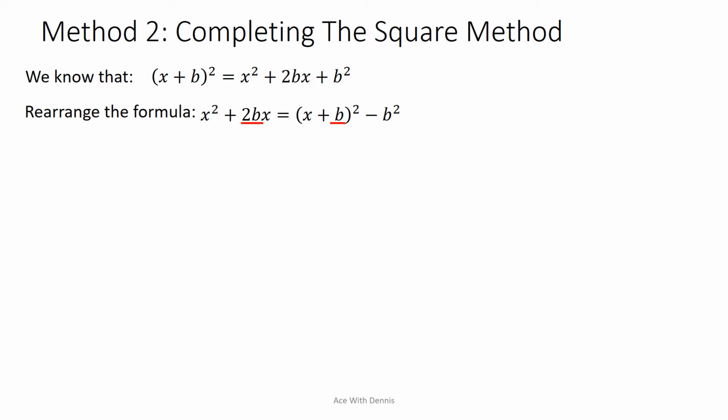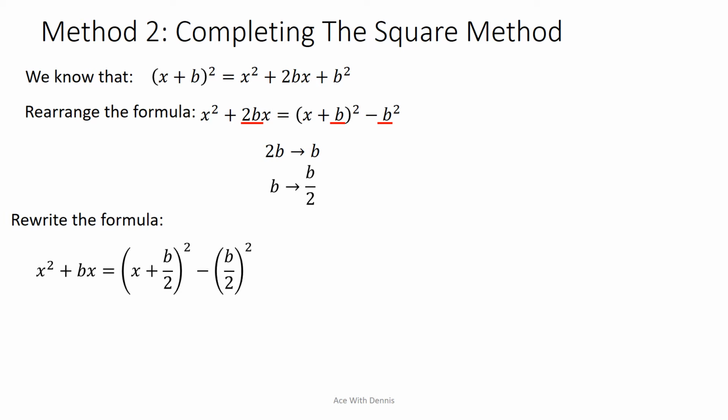And we can take note of the terms consisting of b. The left-hand side term with b is 2 times the term with b at the right-hand side. So that means the left-hand side is 2b, the right-hand side is b. If the left-hand side is b, then the right-hand side will be b over 2. Therefore, we can rewrite the formula and it becomes x squared plus bx equals x plus b over 2 squared minus b over 2 squared.